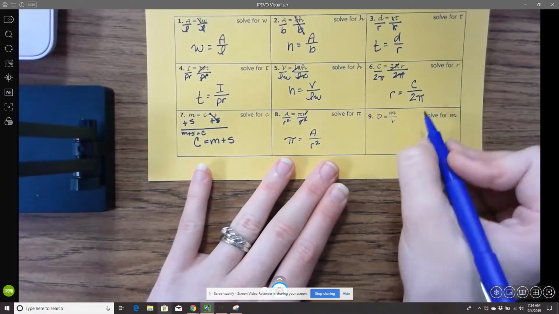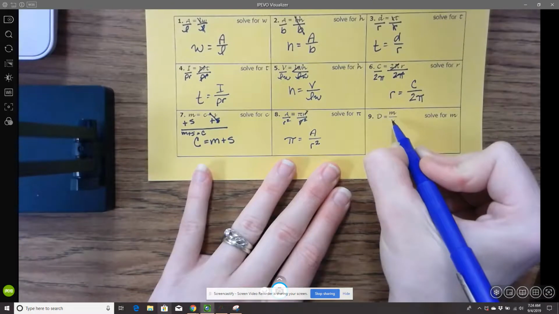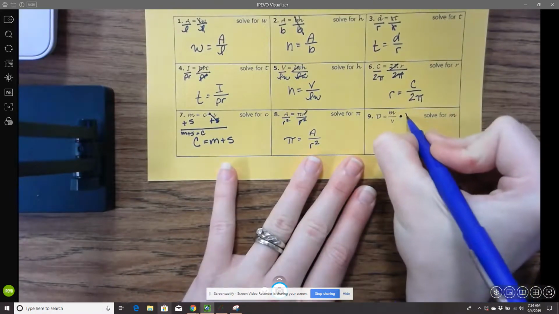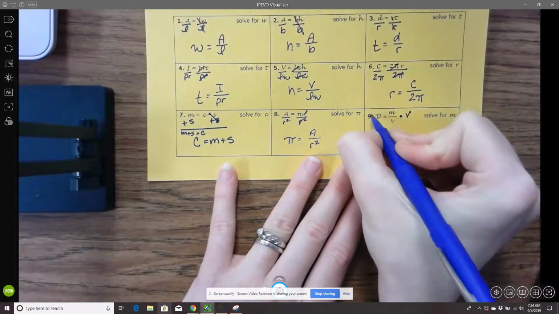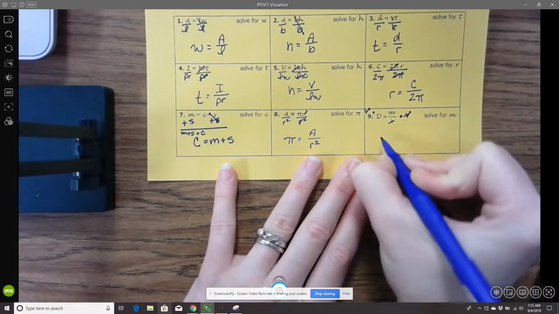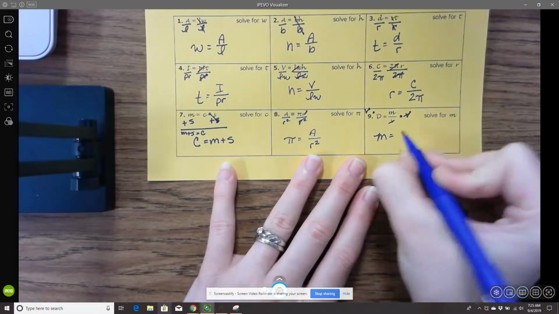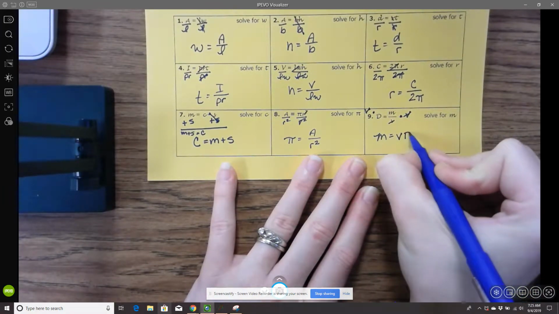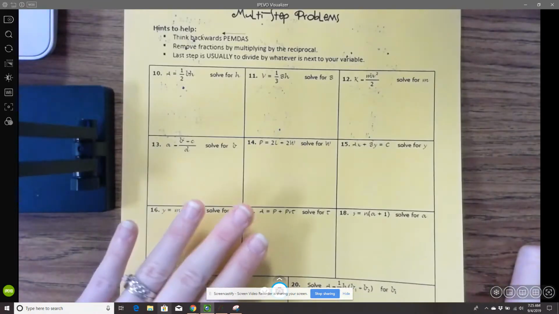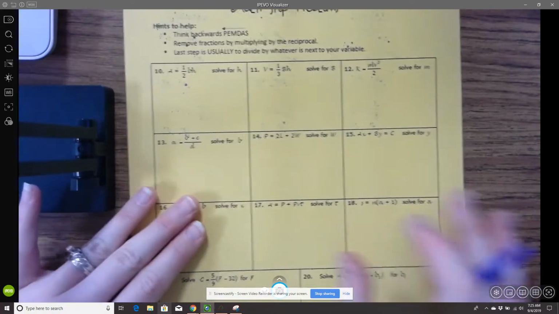Here I'm solving for M. Now M is being divided by V, so we would multiply by V. So we would multiply this side by V. So these would cancel. So M would equal V times D. All right. Some more on the back.